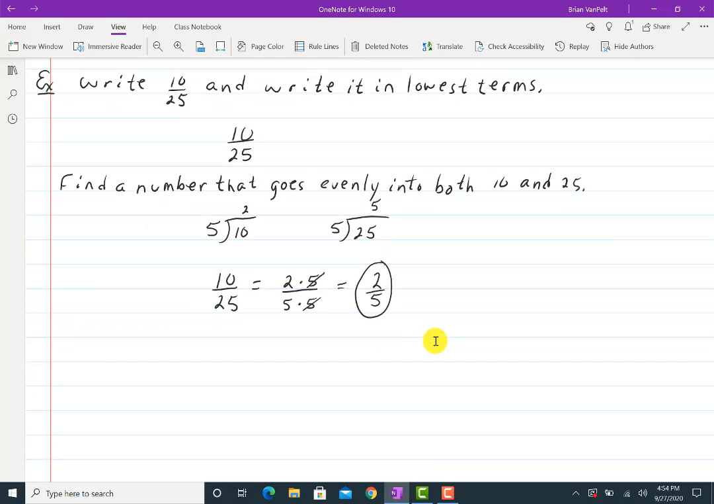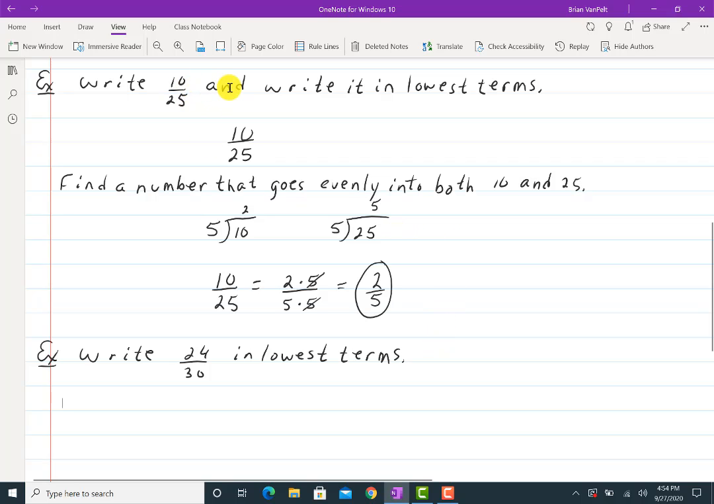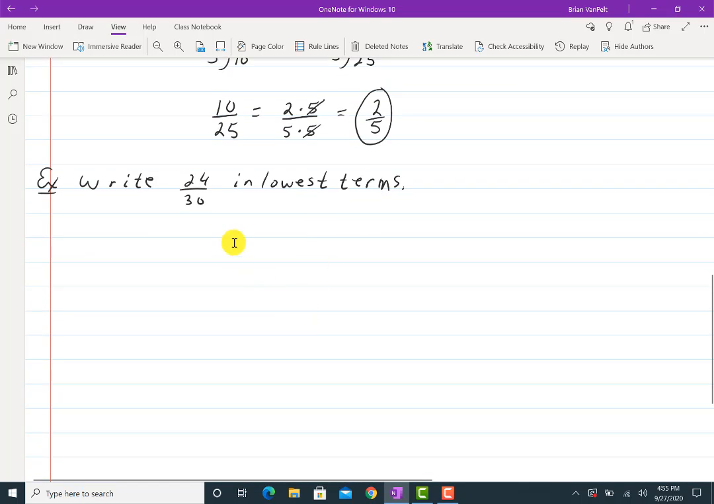Let's do another example. This time I would like to take 24 over 30 and write it in lowest terms. Before I finish, I think I should have said on the previous one, not that I did anything wrong, but these words were not necessary. I just wanted to write 10 over 25 in lowest terms. The same thing with 24 out of 30. You've got to try to figure out a number that goes into both 24 and 30. So what goes into both 24 and 30 evenly?